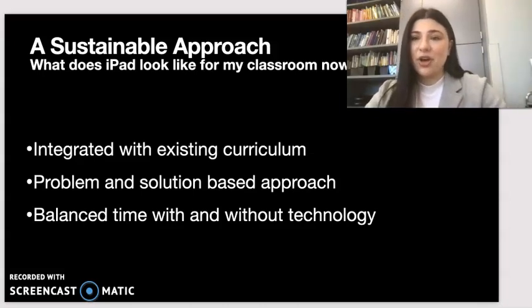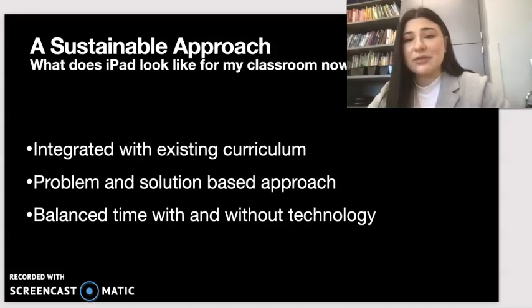Especially after all of the virtual learning and digital age that we've been in, I know people have different comfort levels and different feelings about technology right now.